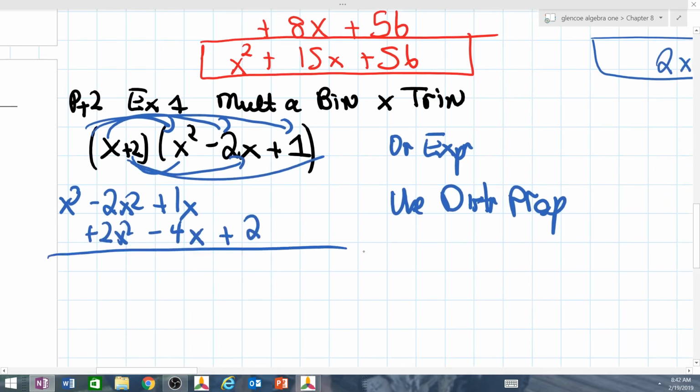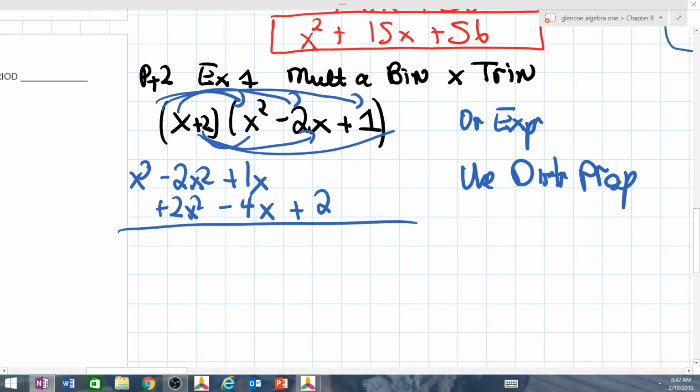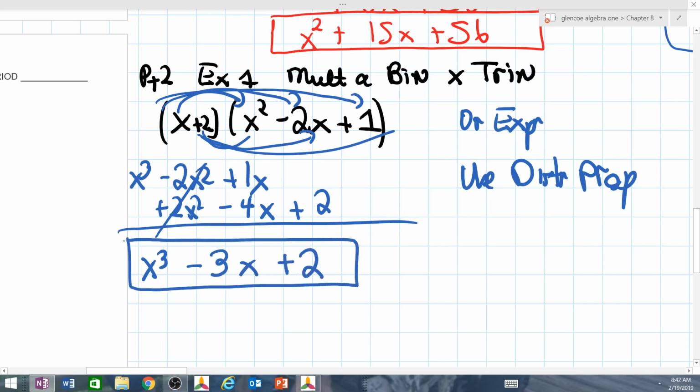Now, I chose to line my terms up because it just makes life easier. You could leave it all completely horizontal and collect like terms at the end. So this would give me an x cubed, a negative 2x squared plus 2x squared gives me 0. 1x minus 4x gives me a negative 3x plus 2. Does anyone have a question? Do you all see what we did there? Did I mess anybody up because I lined them up? Do you want me to do it horizontally so you can see what it looks like horizontally?